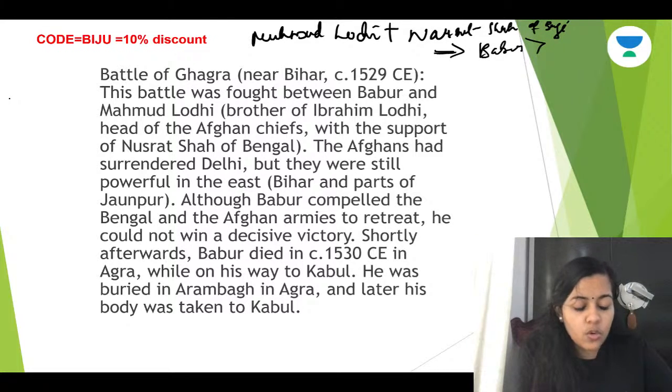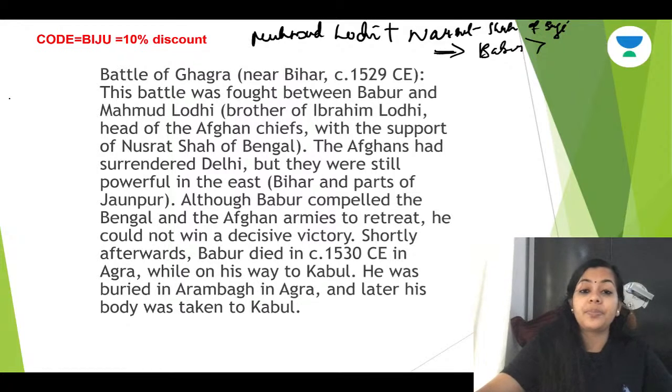The war was going on, and Nusrat Shah felt that he would easily win. But they were not able to win easily, and things were going much worse. At this point of time, Babur was also scared of invasions from Central Asia. He decided to have a peace agreement, and finally they had a peace agreement.